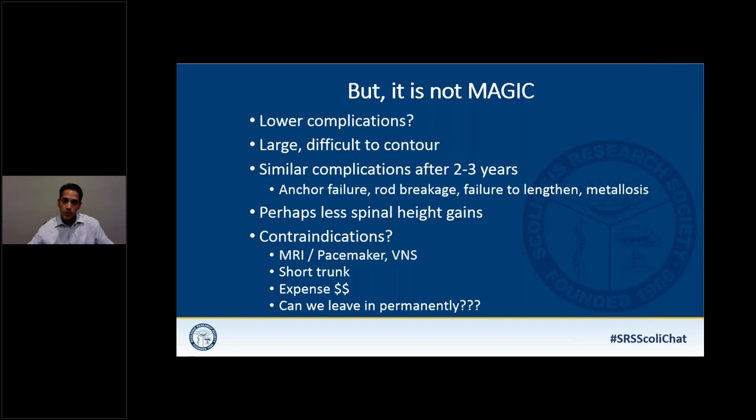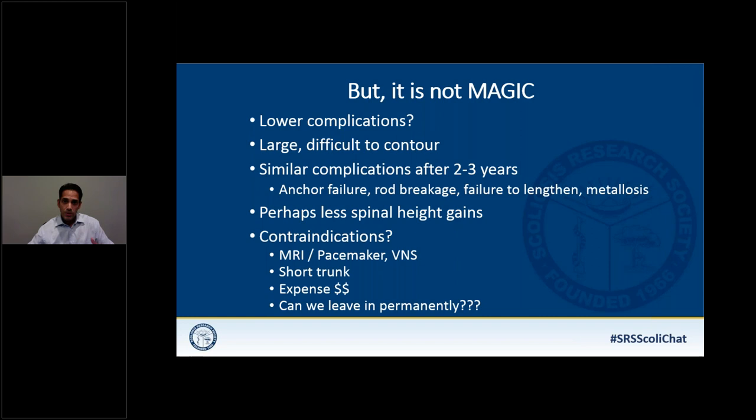There seem to be, as far as implant-related failures, similar complications at 2 to 3 years. Sometimes these rods don't lengthen as we expect. Sometimes the anchors fail, and these rods can break. And that's the nature of treating this very challenging population whose rods require slight motion and dampening so that they can continue to grow and not fuse.